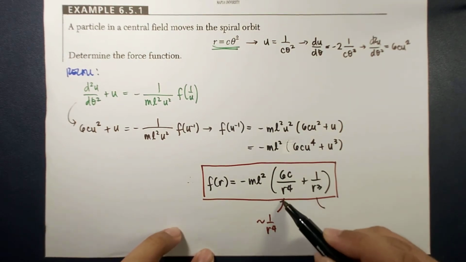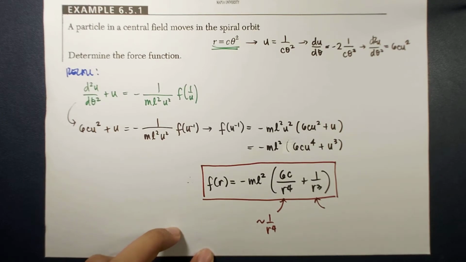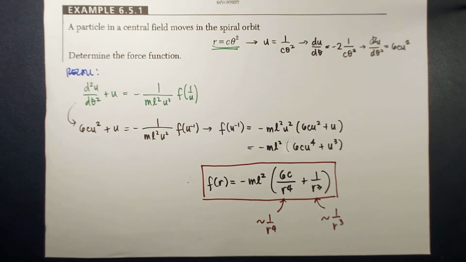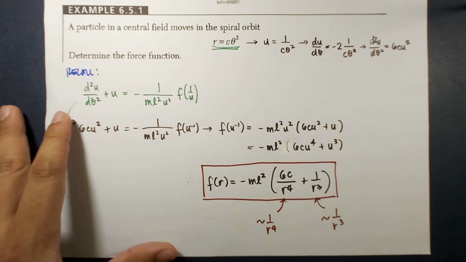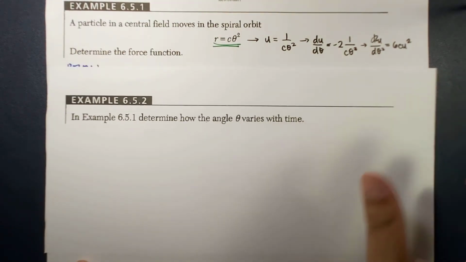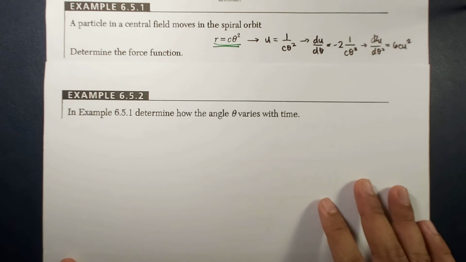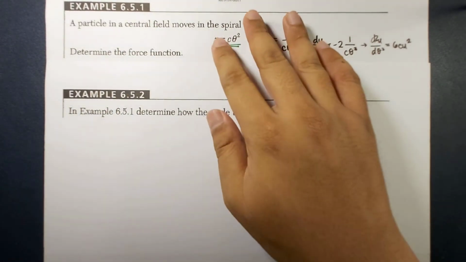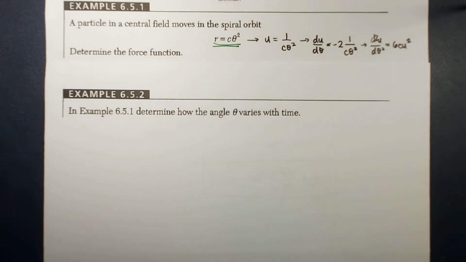And on the other hand, the second term is actually an inverse cube. Okay? Now, with the follow-up, that's equation 6.5.2. So from example 5.1, let's now determine the angle that varies with time.